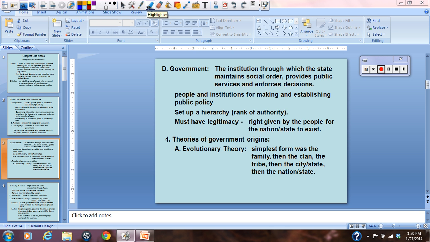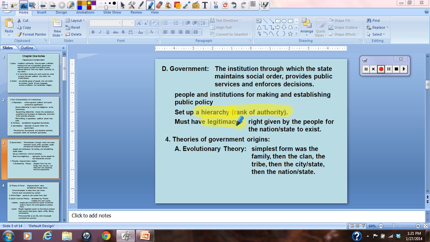All right. What is hierarchy? Rank of authority. Okay, good. Rank of authority. And like I said, for me, the easiest way to remember it is the higher you go, the more power you have. Archy always means what? Rule. So high rule. All right? And again, remember, government is one of those four.